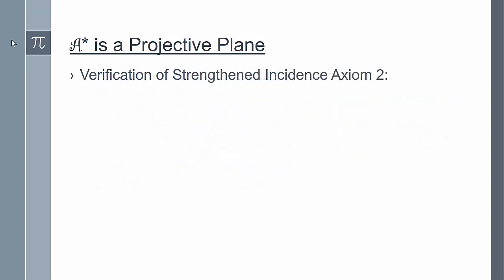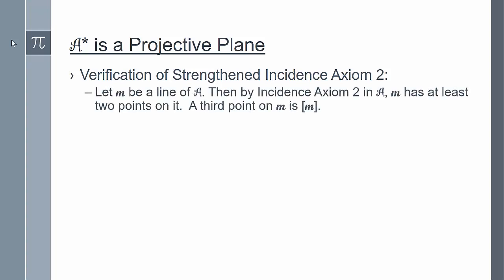To show the strengthened incidence axiom 2, we need to show that there are at least 3 distinct points on every line of A star. Suppose we start with M, a line in the affine plane A. We know by incidence axiom 2, which holds in A, that M has at least 2 points lying on it. The way we defined incidence, the equivalence class containing M lies on line M, so that is going to be our third point. So we have 2 ordinary points, and at least 1 point at infinity on line M.